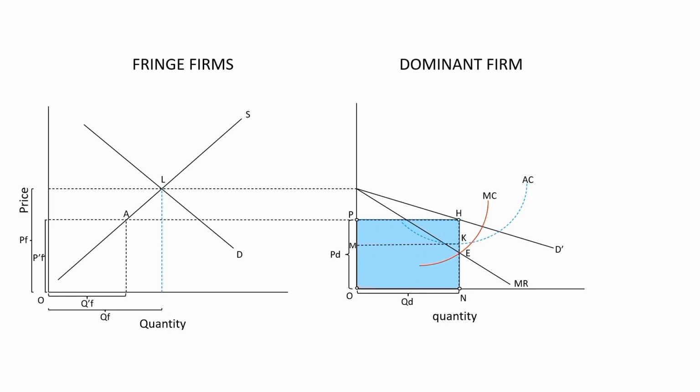The total cost of the dominant firm can be determined by average cost into quantity, that is K into QD, which gives the yellow shaded area. The profit of the dominant firm can be determined by TR minus TC, which gives the red shaded area. This is the profit of the dominant firm.